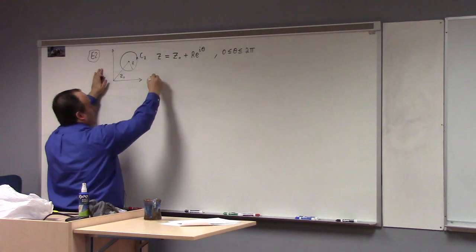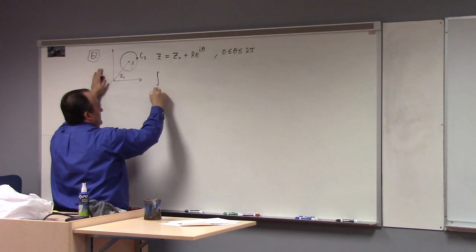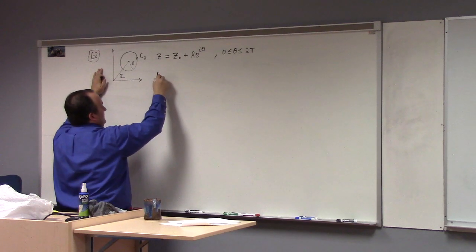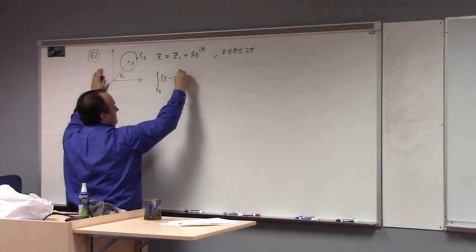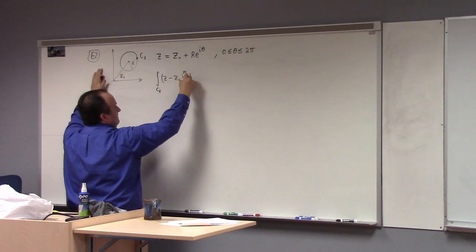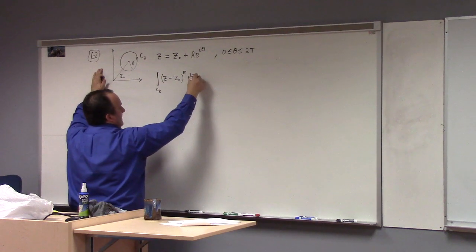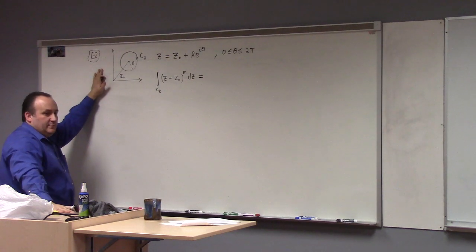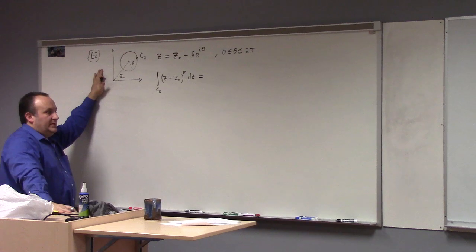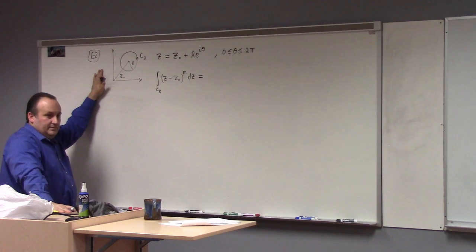Then I'm going to calculate the integral over this circle of radius r of, let us say, z minus z0 to the power m dz. And I do mean that m could be an integer. It could be positive, it could be negative, but I do mean a counting number. If you count backwards, -1, -2, -3.